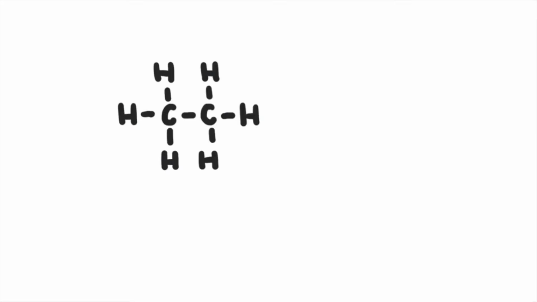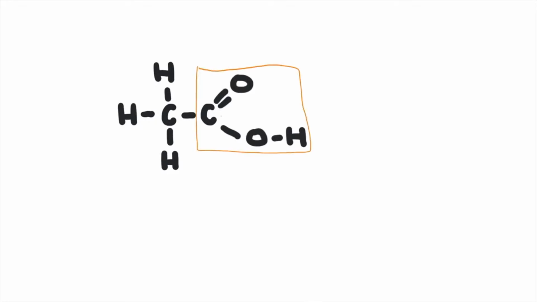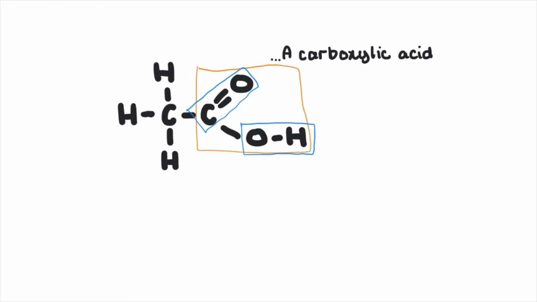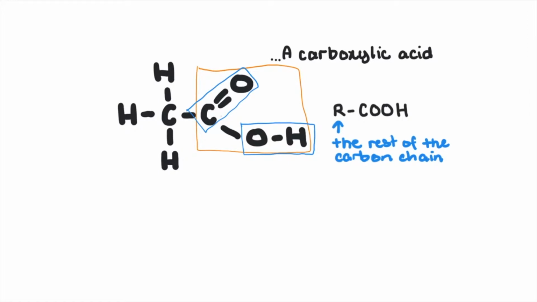If we take an ethane molecule, get rid of these hydrogens, and replace it with COOH, we get a carboxylic acid. These contain the carboxyl group, which looks like a combination of a carbonyl group and a hydroxyl group, and are always placed at the end of the chain. They have this general formula where R is the rest of the hydrocarbon chain.